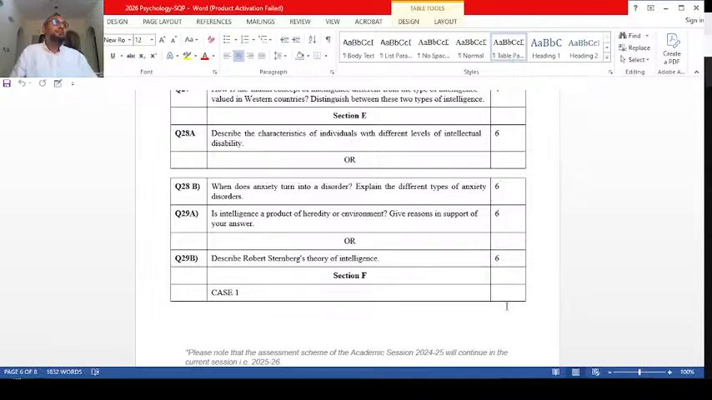The second one, panic disorder. It's basically frequent episodes of out of control anxiety. A panic attack denotes an abrupt surge of intense terror when the thoughts of the particular stimuli are present.